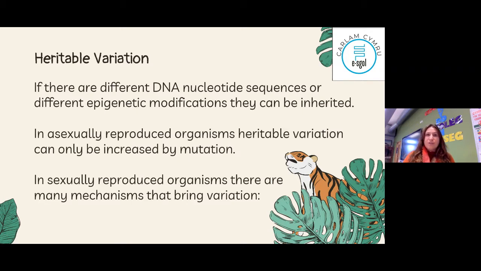They are clones, so they're going to be genetically identical unless a mutation has happened, and at that point we'll have some variation. In sexually reproduced organisms, there are many mechanisms that bring about variation. I want you to try and have a think before I change the slide. What brings about variation within, you can think of humans, what brings about variation within sexually reproduced organisms, such as the humans?